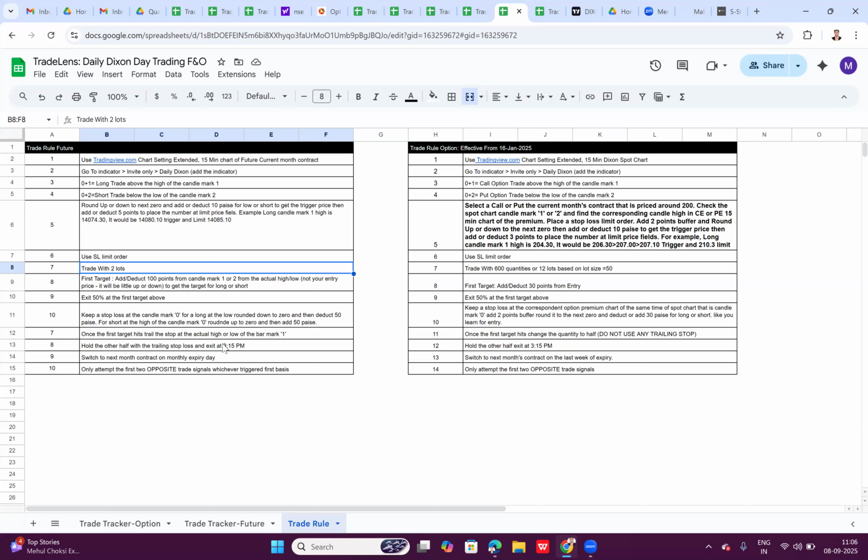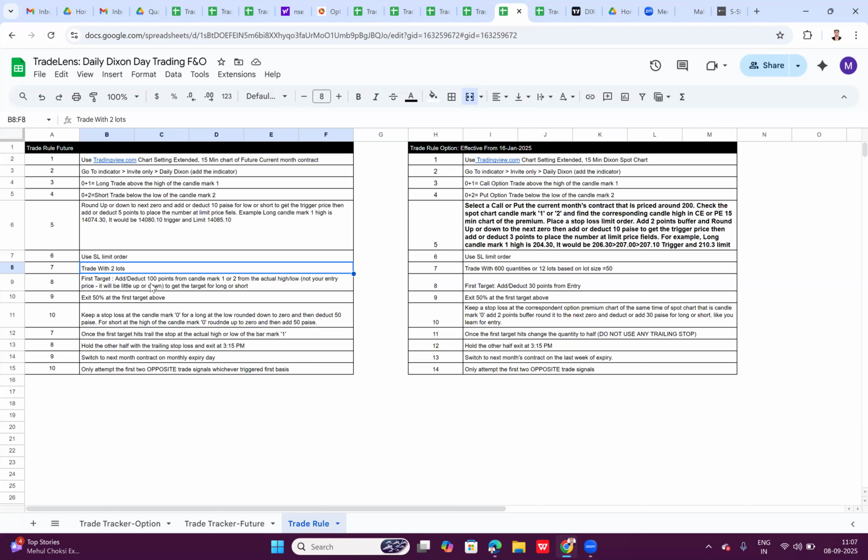Previously the lot size was 100, so we had to trade in 2 lots. First, half the quantity of 100 we had to book at the price target, and the remaining 50% quantity we had to hold till the time target. But now the lot size of Dixon is 50, so 200 quantity means 4 lots. So half the quantity in future we have to book at the first target, and the remaining half we have to hold till the time target. In this way we have to trade in future.